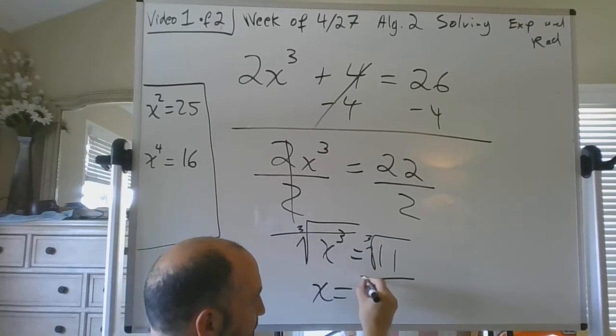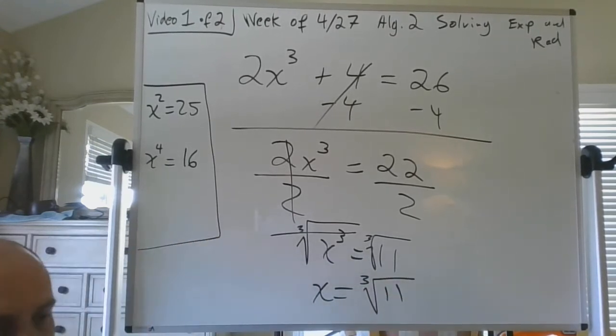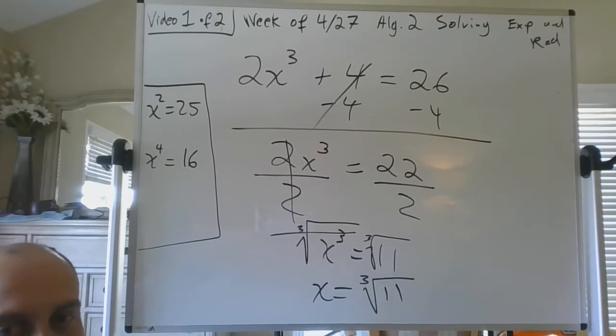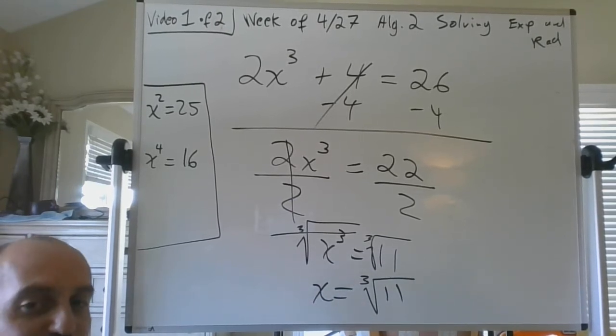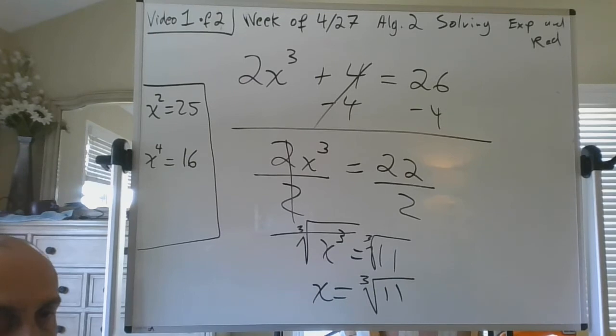Now, interesting. The third root of 11, the cube root of 11. There is no perfect cube root of 11. 2 times 2 times 2 is 8. 3 times 3 times 3 is 27. So there is no perfect cube root of 11. There is a cube root of 11, it's going to be 2 point something. I don't know, I'm not a calculator.